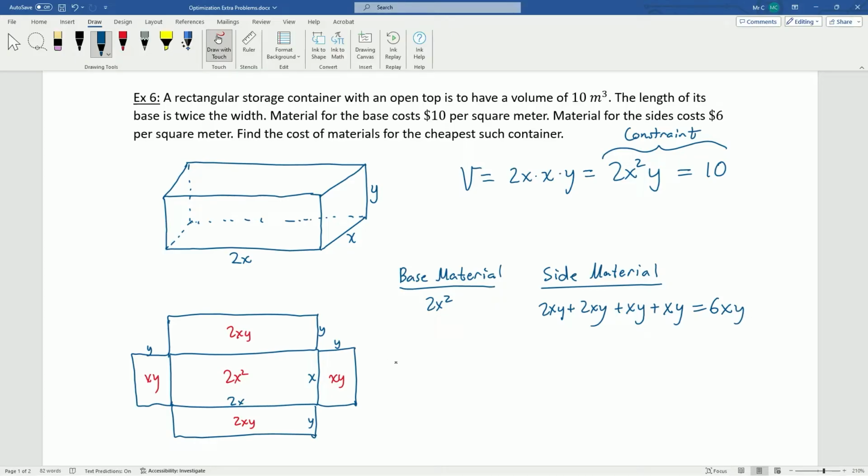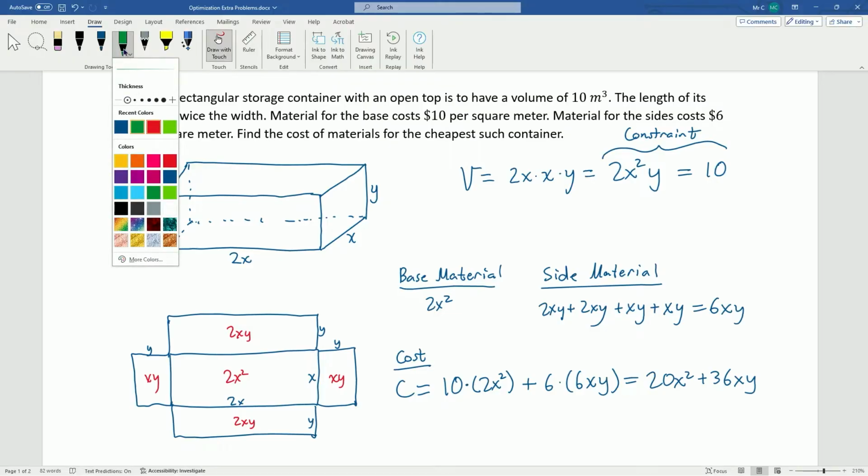Okay, so then what is our cost going to be? Well, it's $10 times the amount of base material plus $6 times the amount of side material, which is 6xy. So we can simplify that a little bit, make it 20x squared plus 36xy.